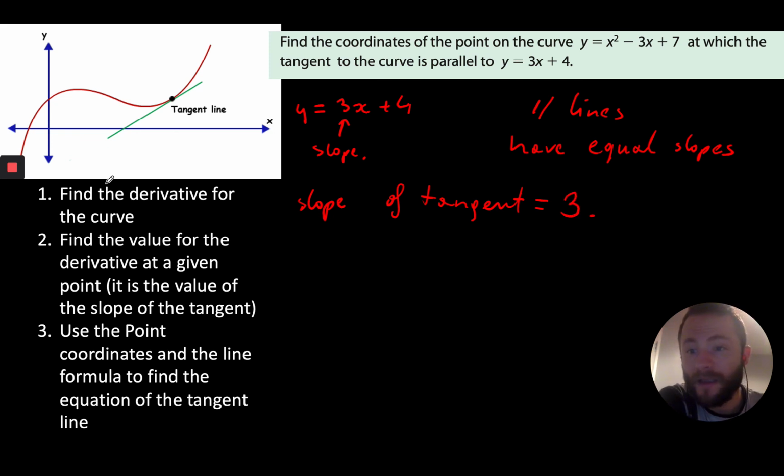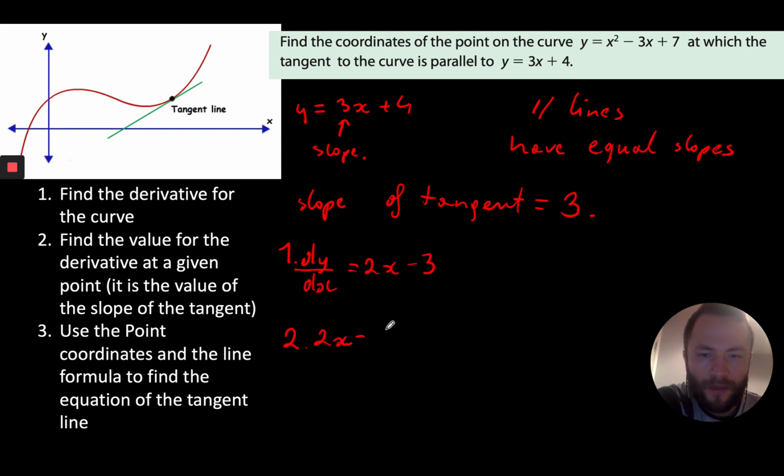So now, step 1, we have to find the derivative, and that will be dy/dx equals 2x minus 3. Step 2, I know that 2x minus 3 equals 3. So 2x will be equal to, moving minus 3 onto this side with a positive sign, 6. That gives me x equals 3. So what this tells me is that the point with x coordinate equal to 3 will have a tangent with slope equal to 3 as well.